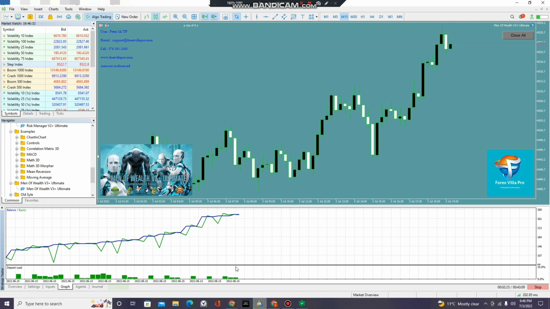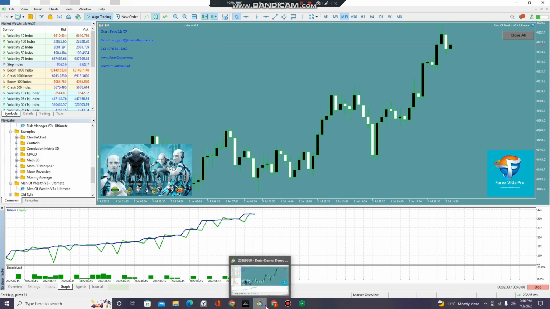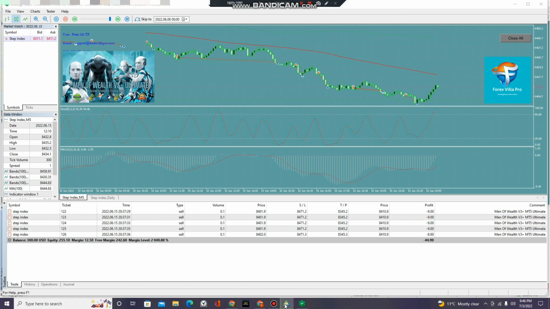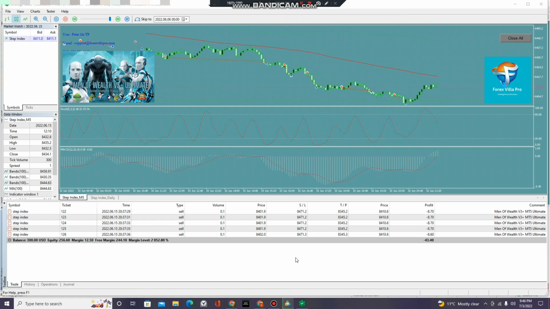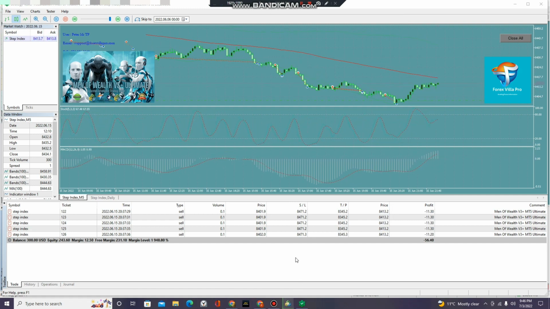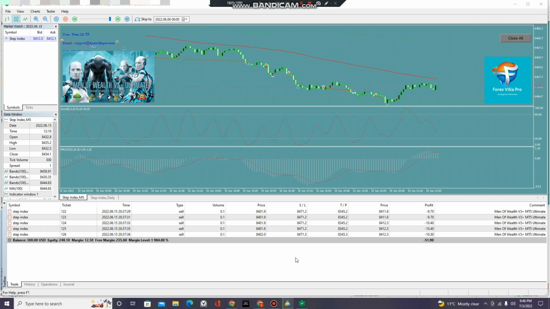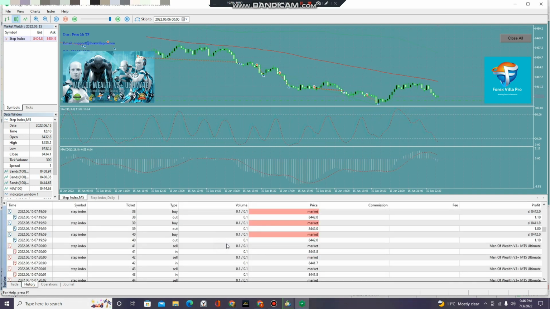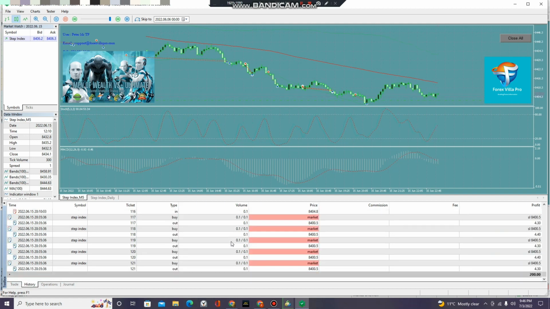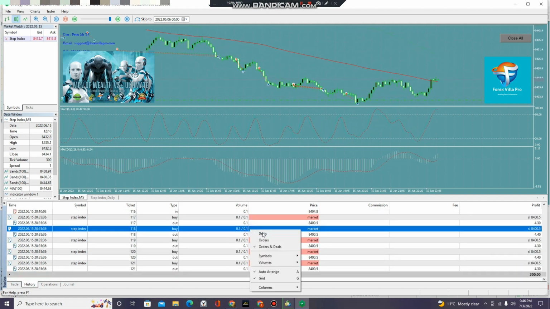Most of the trades, when you open them, first go into losses, but over time they eventually become profits. So without wasting any of your time, guys, just look at this. We're already at 300 USD, which is incredible. 200 USD profit. Men of Wealth, guys.